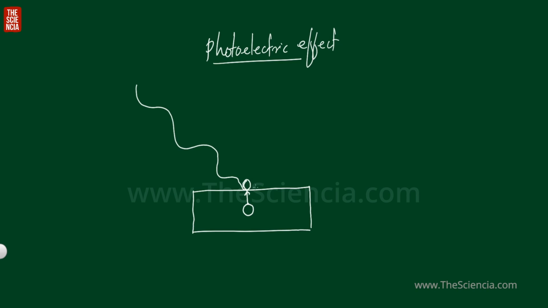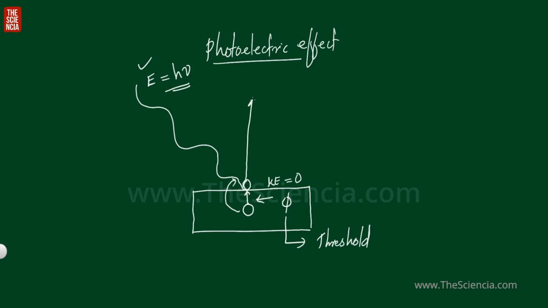So when it reaches the surface, the kinetic energy of the electron is equal to 0. And you know some energy is required to come to the surface of the metal. That energy is called threshold energy, that is phi. That energy is taken from the energy in the photon, that is E equal to h nu. So some part of this energy is used by the electron to reach the surface, and the remaining energy in E equal to h nu will be converted to the kinetic energy of the electron, and these electrons are called photoelectrons.